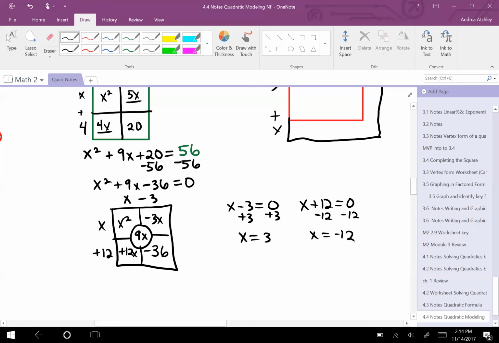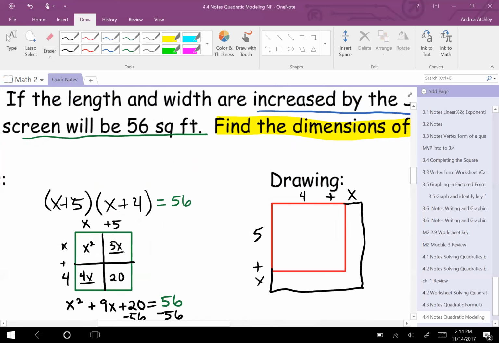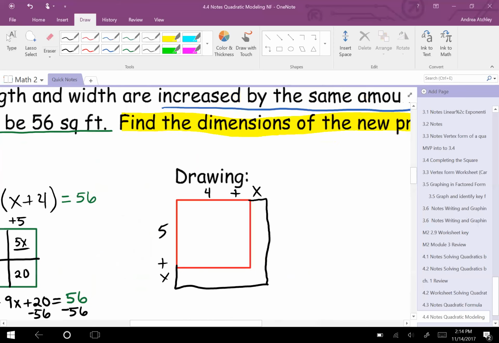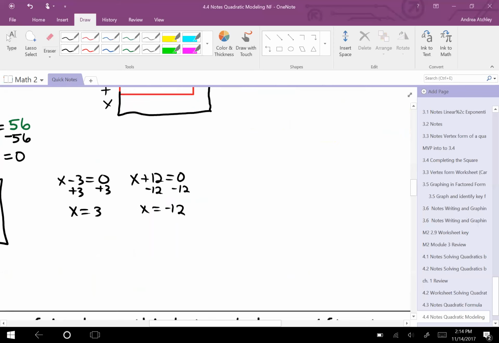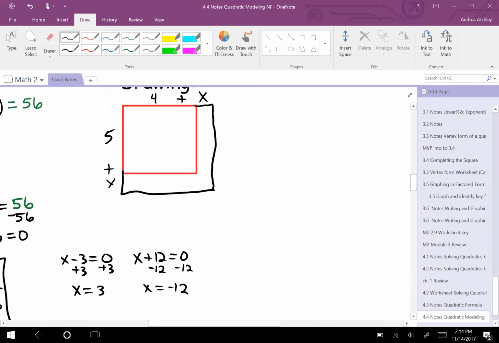Okay, what did they ask me for though? Let's go back up here. Find the dimensions. Are 3 and negative 12 the dimensions? They are what I increased it by. And did I increase it by negative 12? That doesn't make sense, right? Again, this one shouldn't be an answer because that's not an increase.